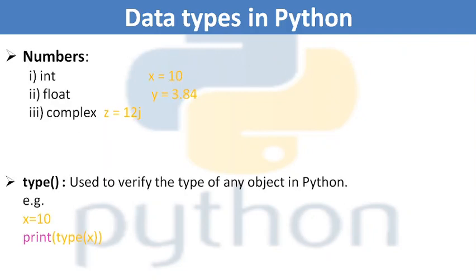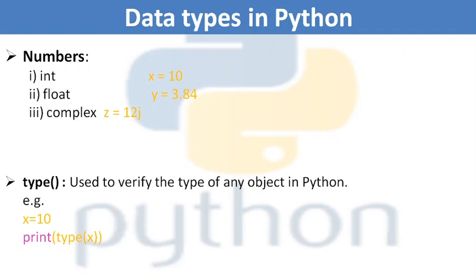Numbers. There are three numeric types. First is int, like x is equal to 10. This 10 is a number, and its data type is int. Then float, with decimal values: y is equal to 3.84, so this y becomes a float data type. Complex: z is equal to 12j. This j means it is a complex data type. J stands for the square root of minus 1.